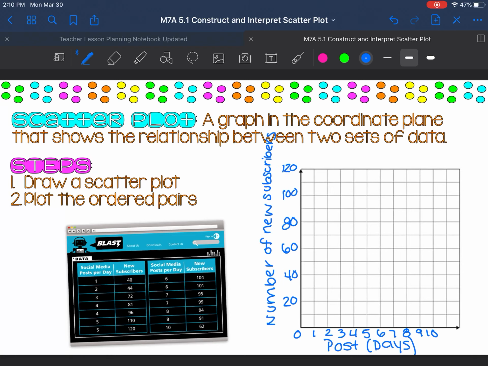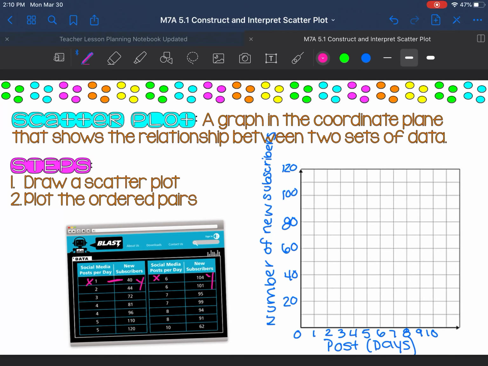Okay, so now I have my y and my x-axis labeled. Now I can go ahead and start plotting. All right, so I'm going to look here at 1. These are my x's. These are my y's. All right, so we can go ahead and graph.